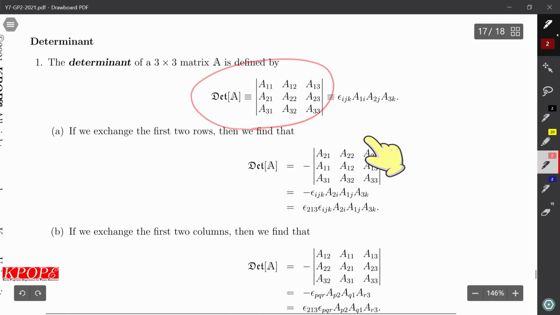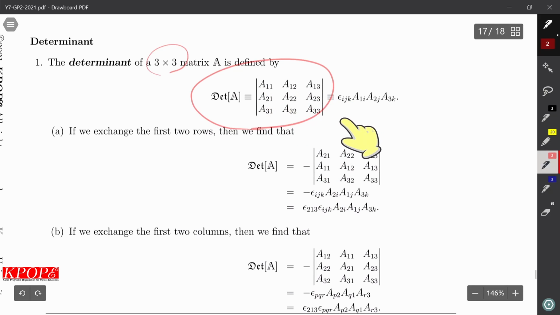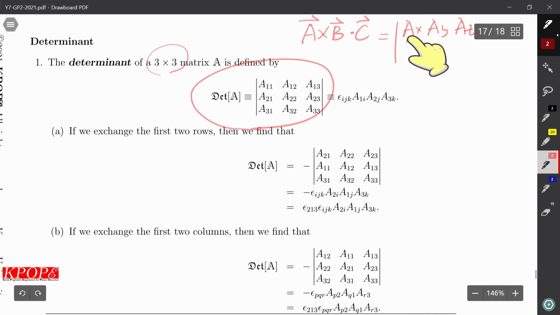The determinant is defined for an n by n square matrix. Especially we are interested in the 3 by 3 case. We are mostly working in 3-dimensional Euclidean space. We list up the 3 vectors in a row, and actually this can be a triple scalar product. For example, A cross B times C is expressed as AX, AY, AZ, BX, BY, BZ, CX, CY, CZ. So this is the determinant. What is the determinant? This triple scalar product.